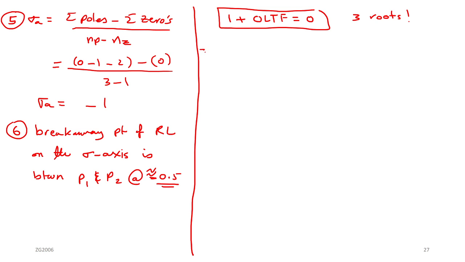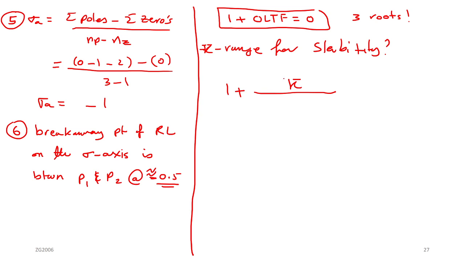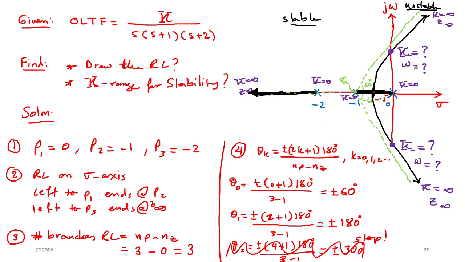Okay. What is the K range for stability? Let me remind you. You need to solve this equation: 1 plus the open loop transfer function equals 0. What is the open loop transfer function? It is K over S plus 1, S plus 2. So how are you going to solve this one? We need to solve for the roots at these 2 points, huh?